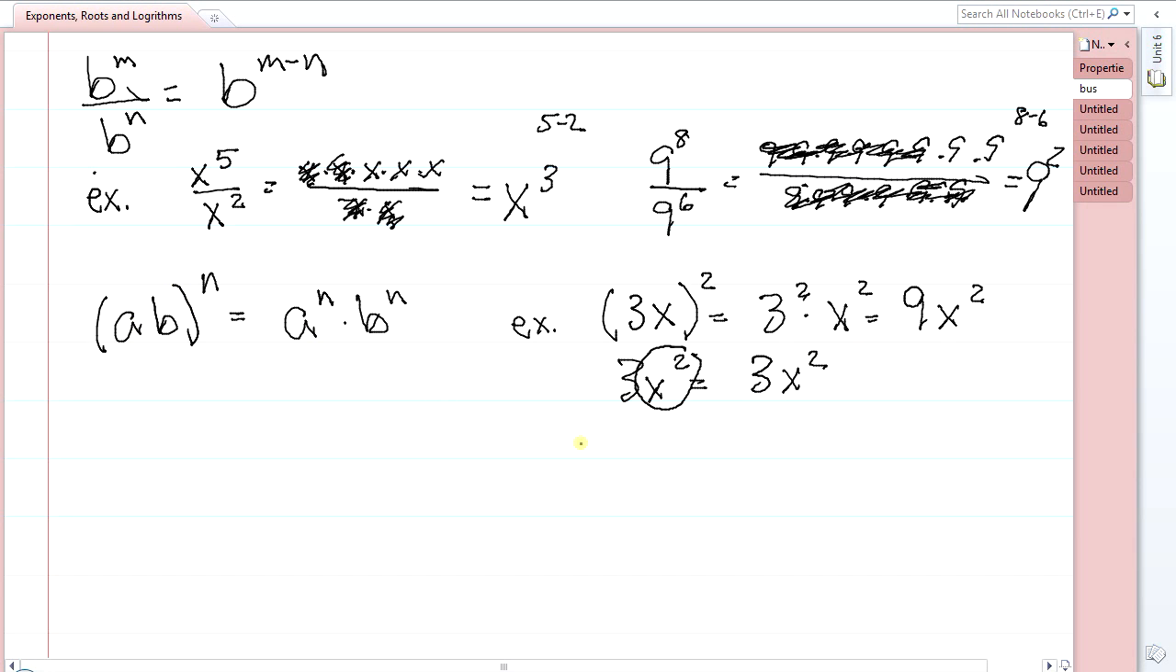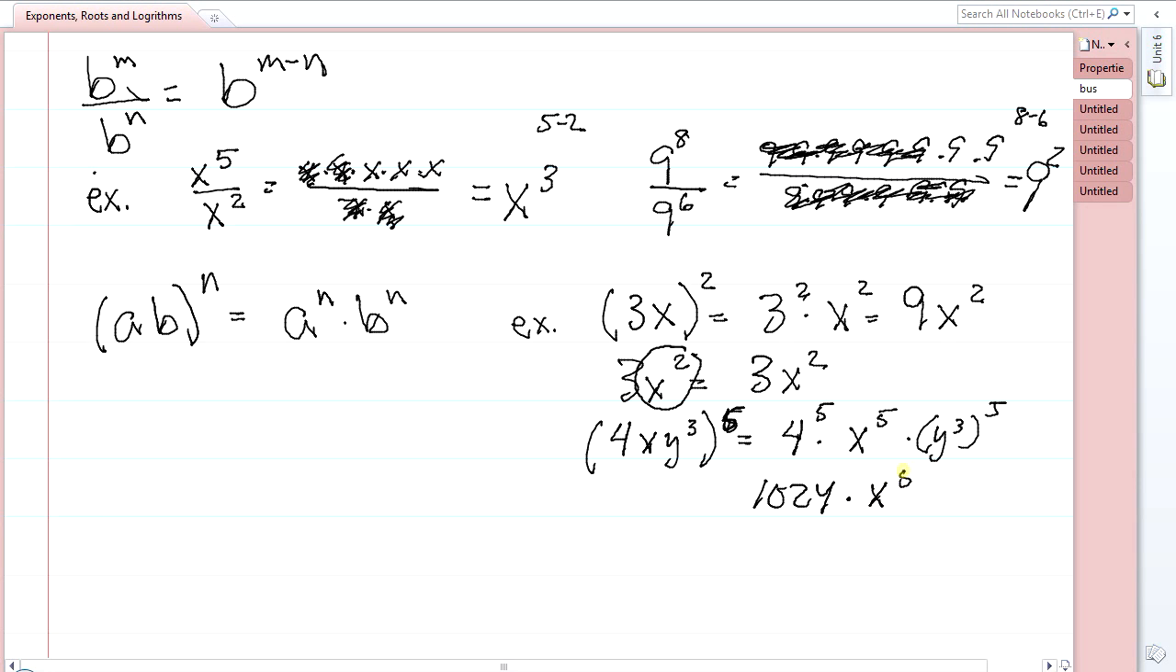If for some reason you want to have a little bit more fun and you say 4 times x times y cubed is raised to the 5th, that's a 5 there, just in case you were wondering, 5. Then you could say this will be 4 to the 5th. This would be x to the 5th. And this would be y cubed to the 5th. Well, 4 to the 5th is 4, 16, 64, 256, 1024. This would still be x to the 5th.